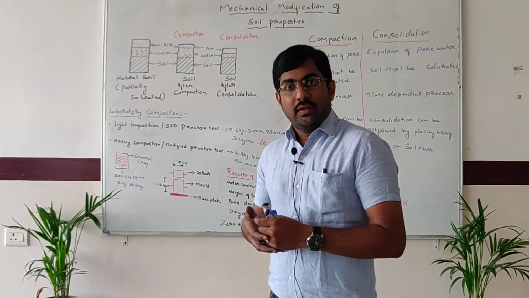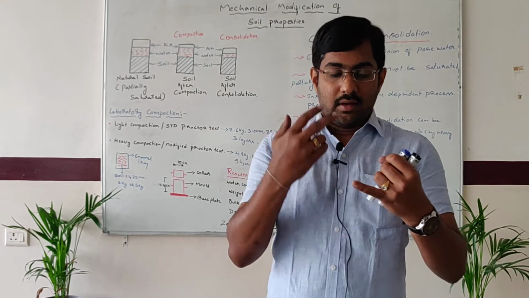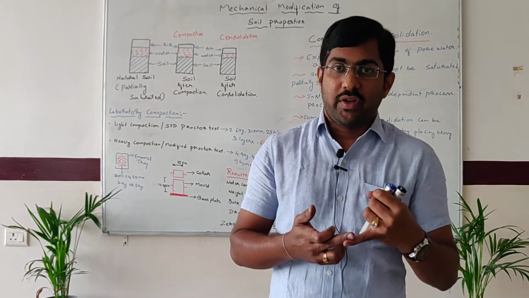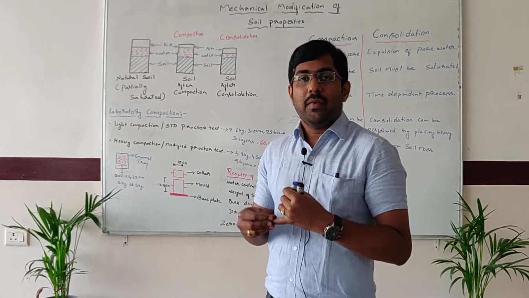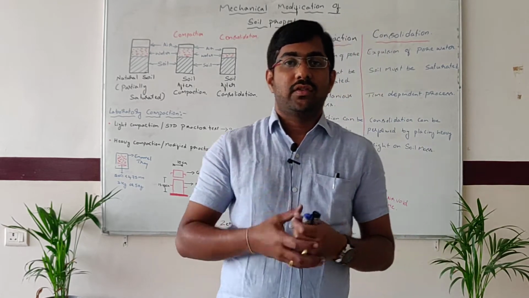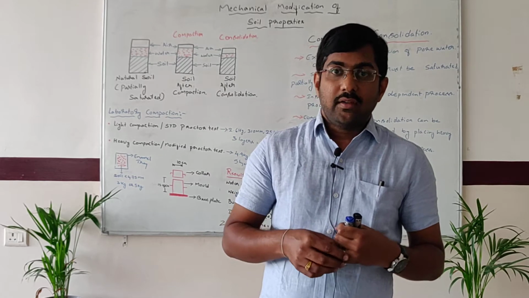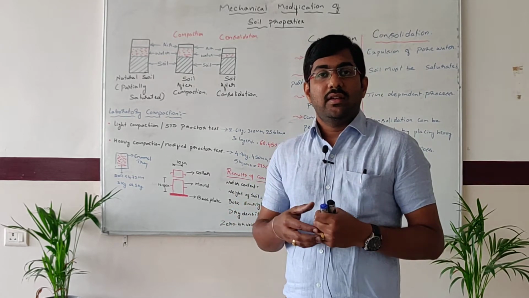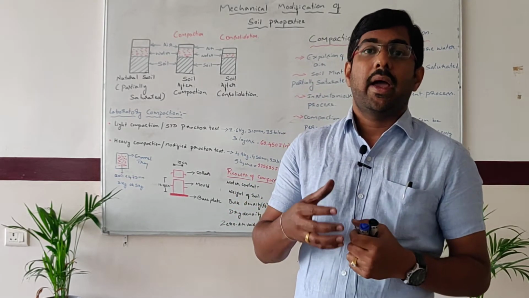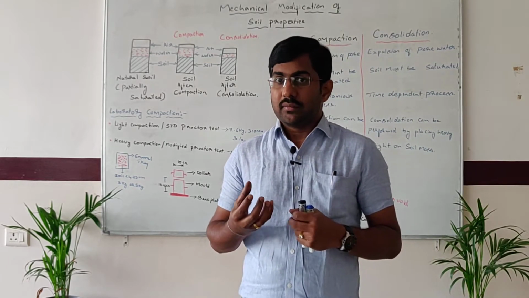In other words, there are other types of techniques, as I mentioned. The chemical modification technique is accomplished by adding certain chemicals to the soil, which increases the strength parameters of the soil. Similarly, the hydraulic method of increasing the strength of the soil is by removing the excess water which is present in the soil.